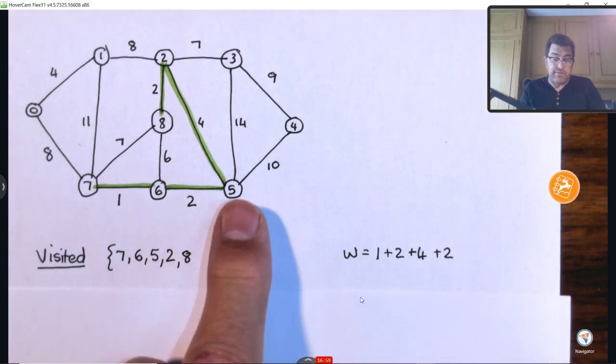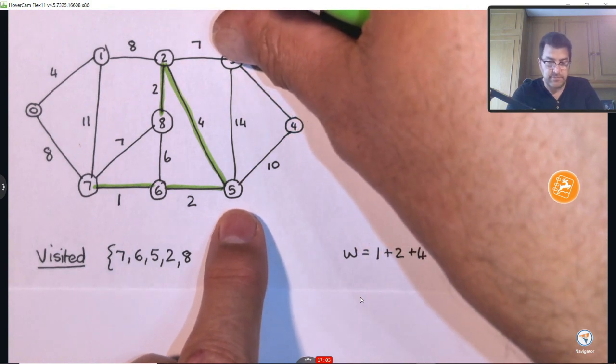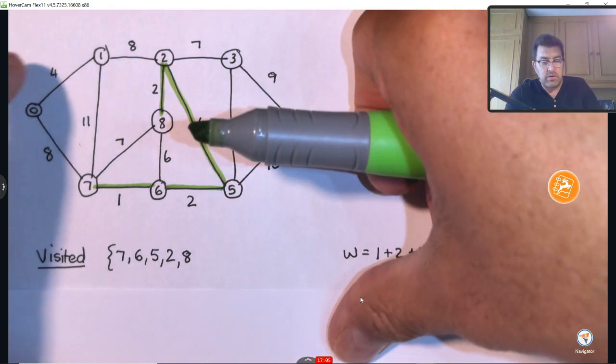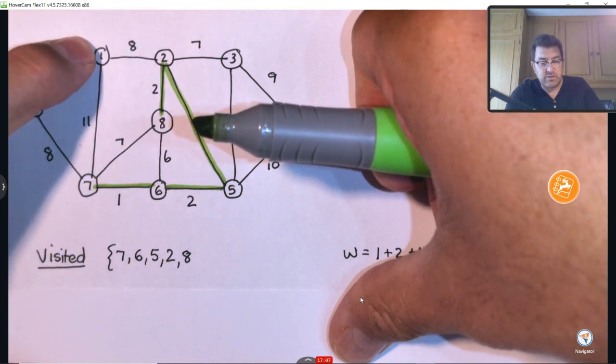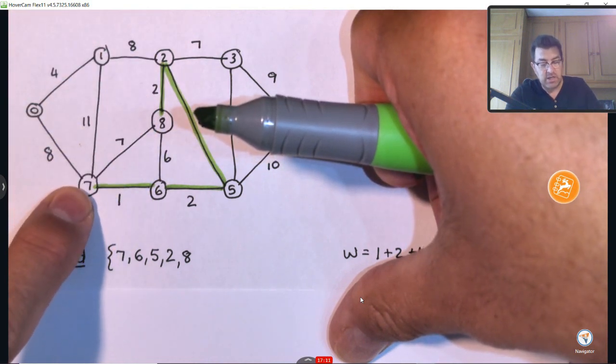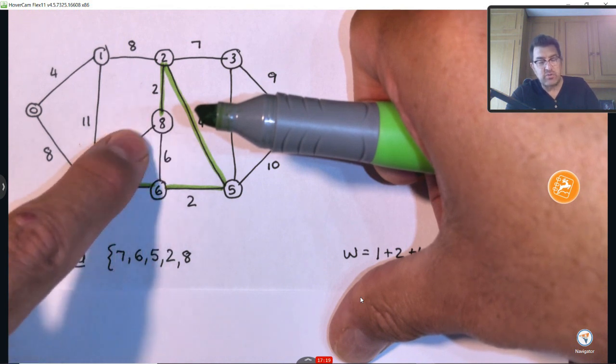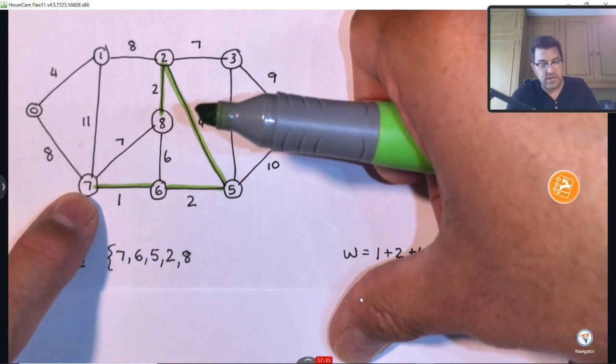Okay, so from 5 we must visit 3 and 4 still, or from 2 we must visit 1. From 8 we cannot visit 7 because that will form a cycle. So yeah, we have to exclude this side. There's another way to do this.